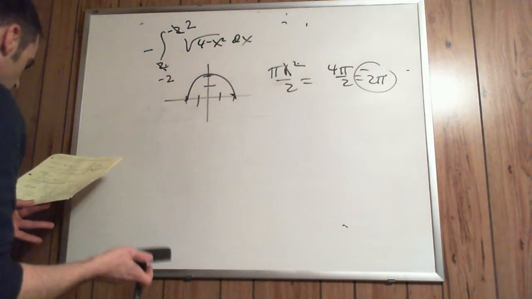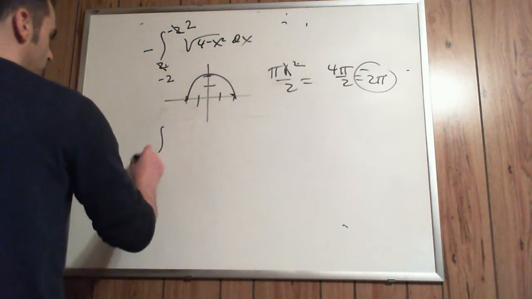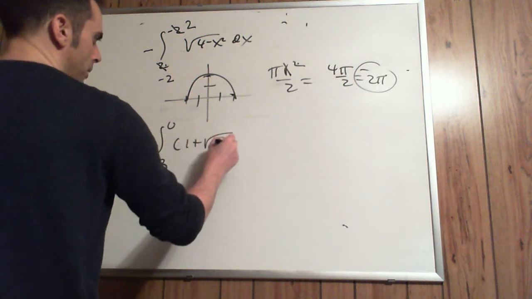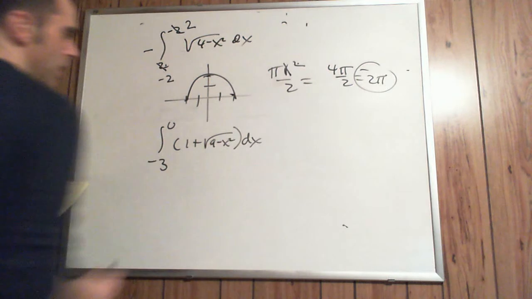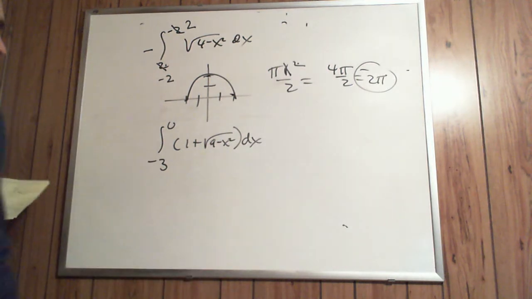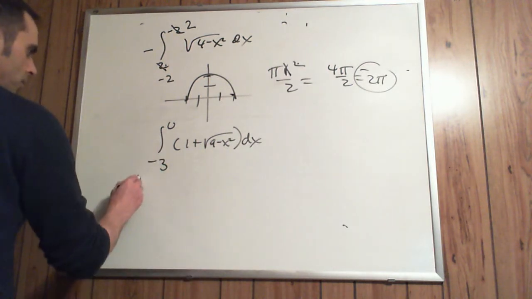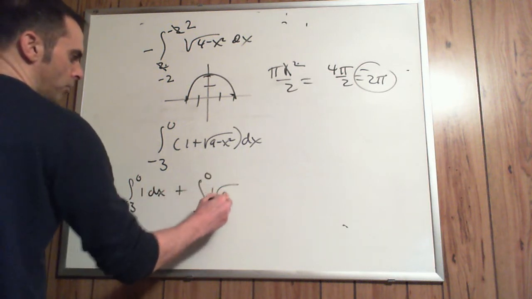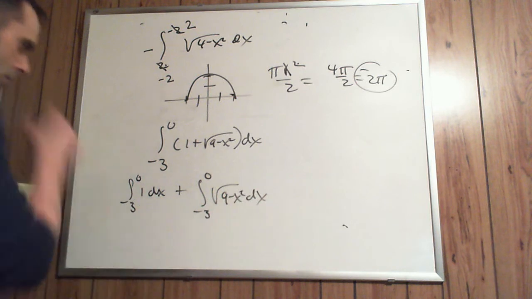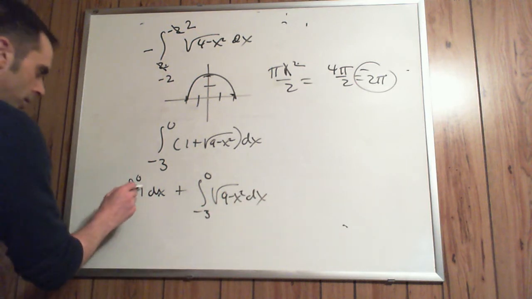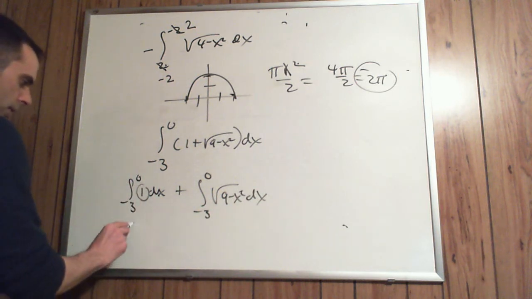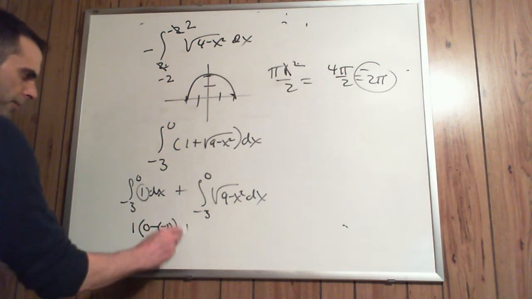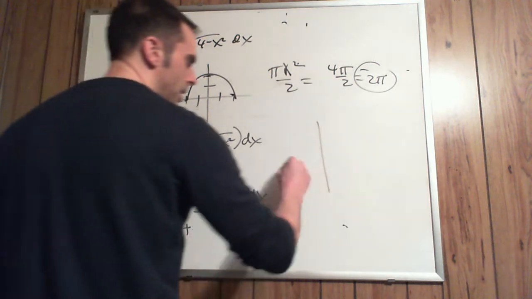In part C, we've done that one before: the definite integral from -3 to 0 of 1 plus the square root of 9 minus x squared dx. You can draw it or split it up here. You can go from -3 to 0 of 1 dx plus -3 to 0 of the square root of 9 minus x squared dx. So this first one is a constant. The definite integral of a constant is the constant times the upper limit minus the lower limit, which would then be 3.